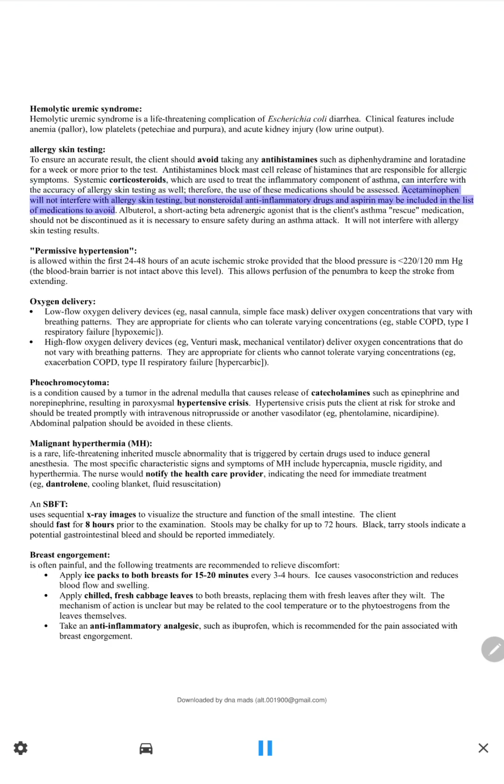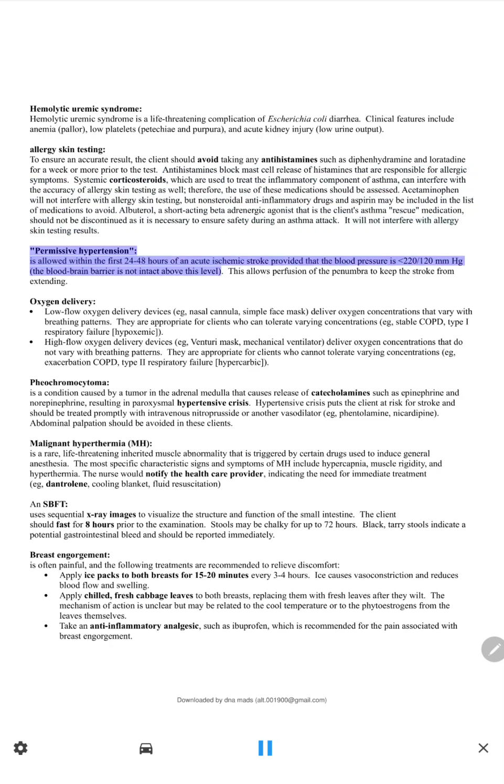Acetaminophen will not interfere with allergy skin testing, but nonsteroidal anti-inflammatory drugs and aspirin may be included in the list of medications to avoid. Albuterol, a short-acting beta-adrenergic agonist that is the client's asthma rescue medication, should not be discontinued, as it is necessary to ensure safety during an asthma attack. It will not interfere with allergy skin testing results.